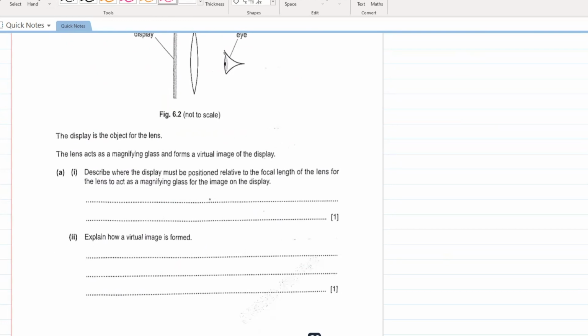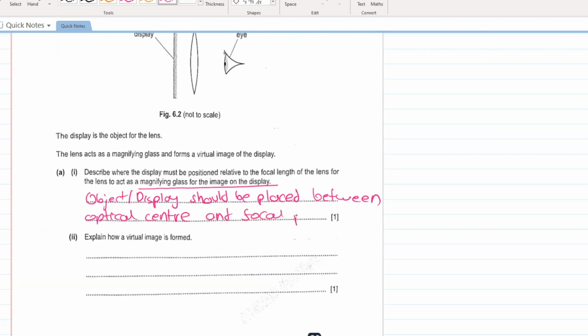Describe where the display must be positioned relative to the focal length of the lens for the lens to act as a magnifying glass for the image on the display. For a lens to act as a magnifying glass, the object or the display should be placed between the optical center and the focal point. Simple as that, nothing complicated here.